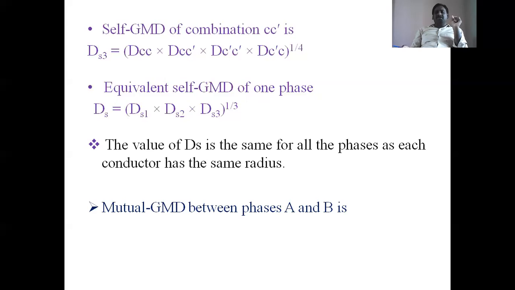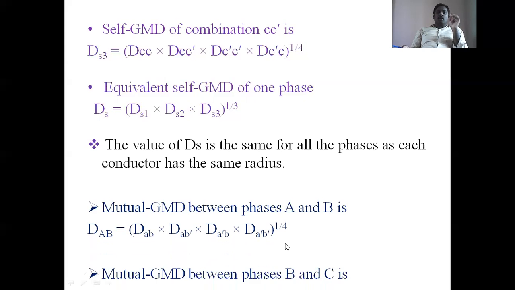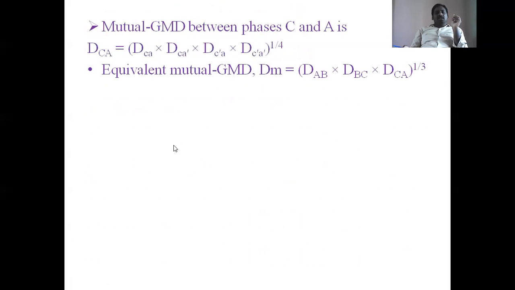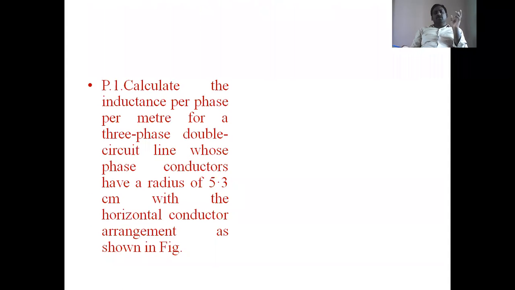And now the mutual GMD between A and B. Mutual means it involves two conductors. So here DAB is again DAB into DAB dash, DA dash B into DA dash B dash, whole to the power of 1 by 4. And the mutual GMD between B and C like this, and C and A like this. Finally, the equivalent mutual GMD is equal to DM, the cube root of DAB into DBC into DCA, or otherwise (DAB into DBC into DCA) whole to the power of 1 by 3. Like this, we can calculate the self GMD and mutual GMD. Based on this, we will do one problem.